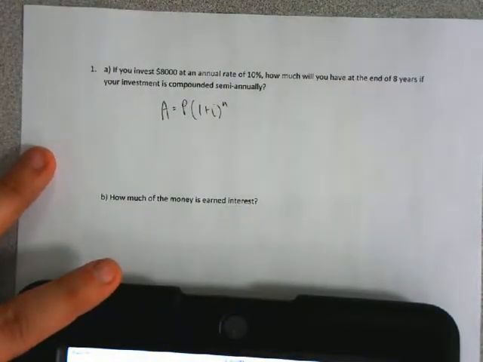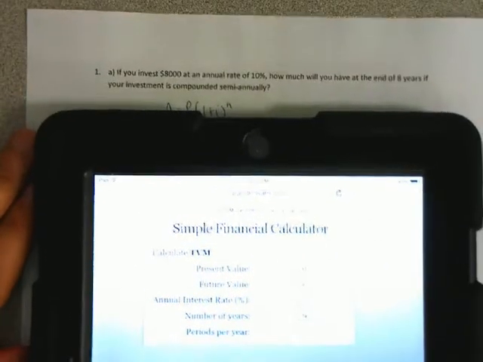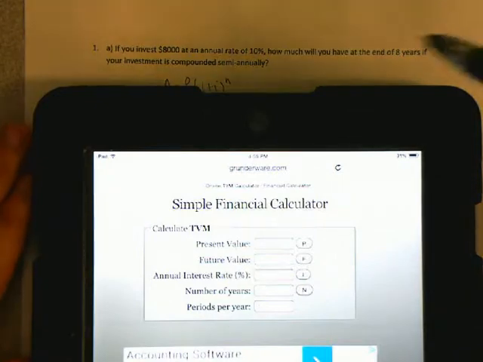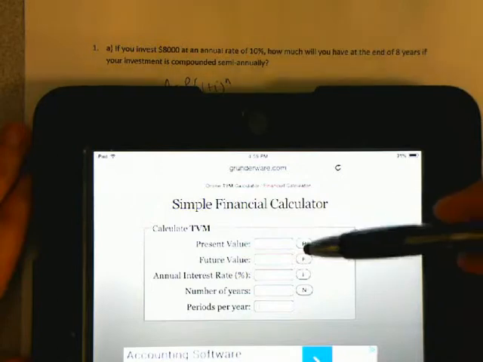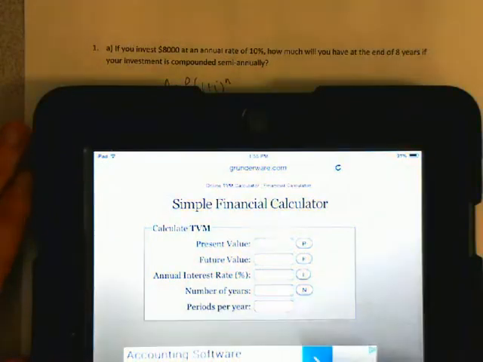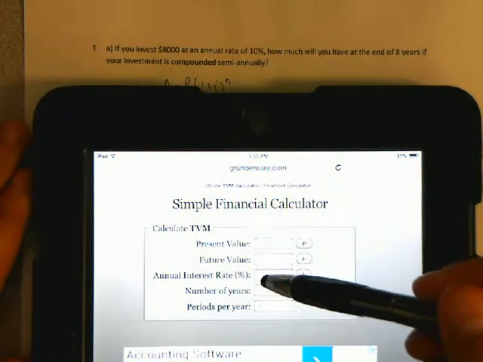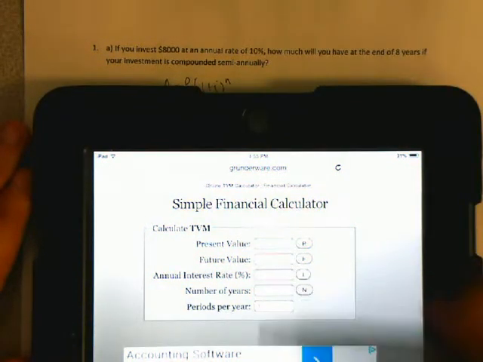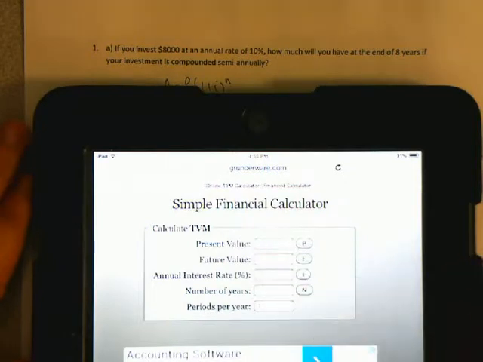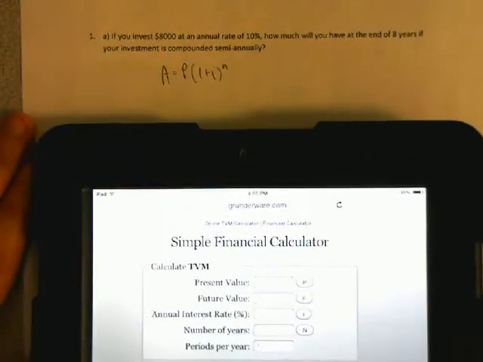So we could use that, but I want to be smart about this, and use the programs that are out there to help us do this faster, okay? So you can see that I've got a question, and I have the calculator up in front of me, and the calculator asks for a present value, a future value, an annual interest rate, the number of years, and the periods per year, right? So we still do have to do a little bit of thinking. First, let's figure out all these parts.